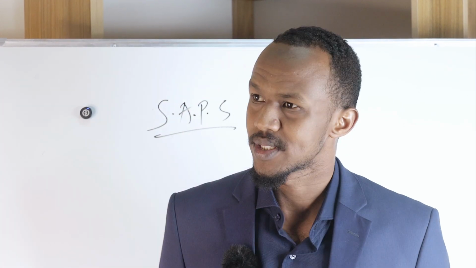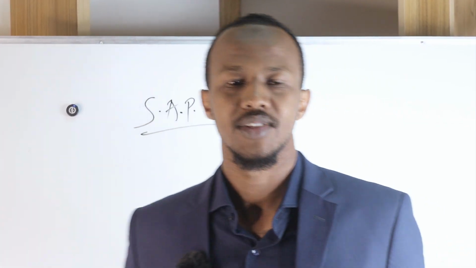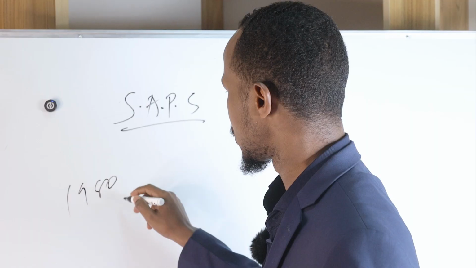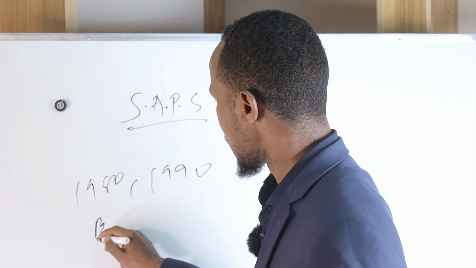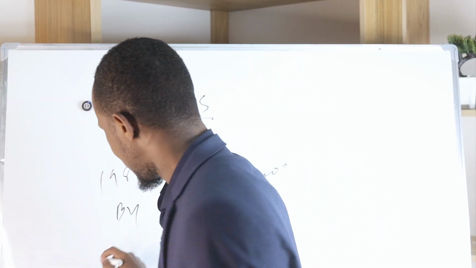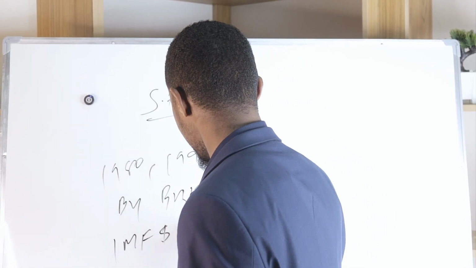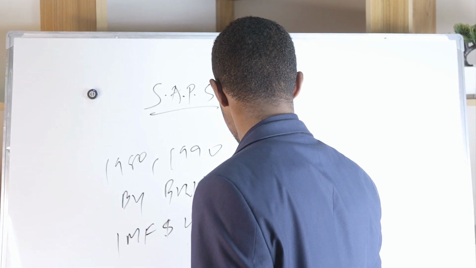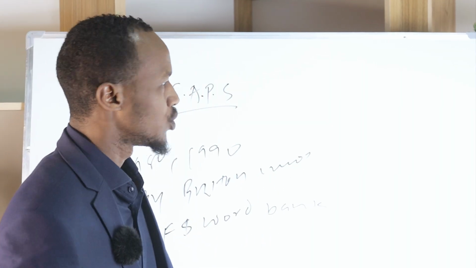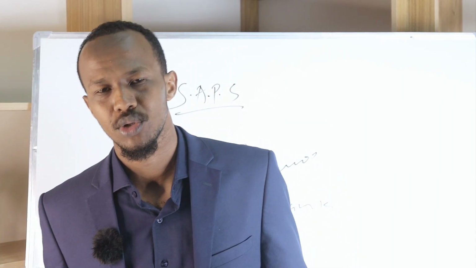Now, yesterday we discussed how the structural adjustment programs were introduced, the duration in which they were introduced, and who introduced them. We said that structural adjustment programs were introduced during the 1980s and 1990s by Bretton Woods, that is the IMF and World Bank. And we also discussed the reason behind why they have been introduced. We have said that it is because of high inflation.